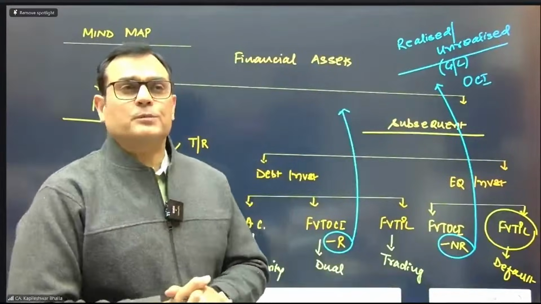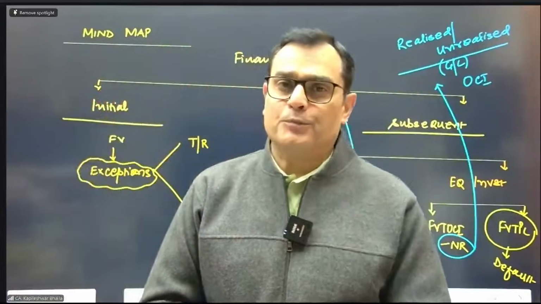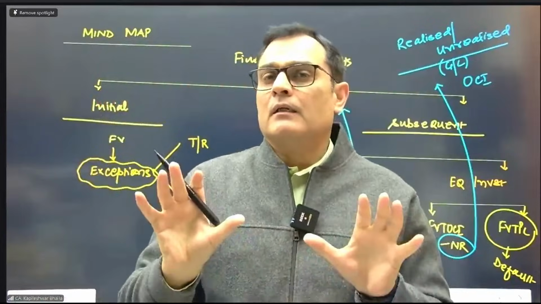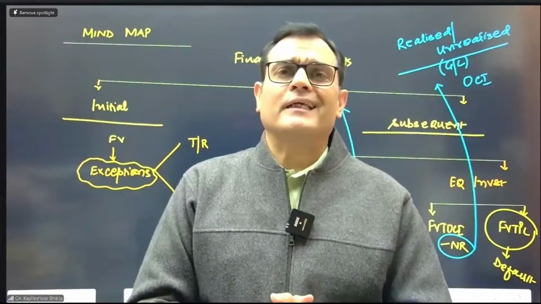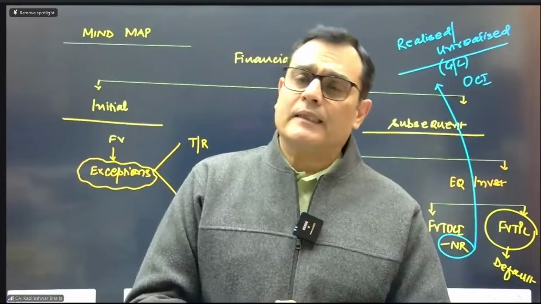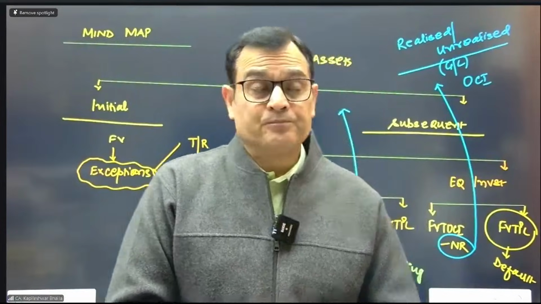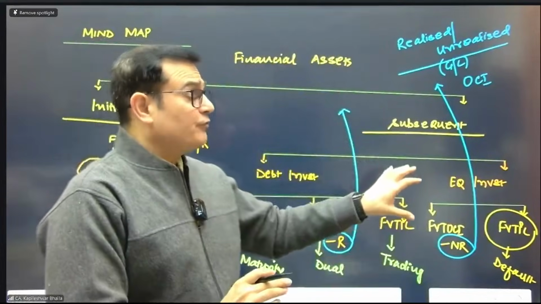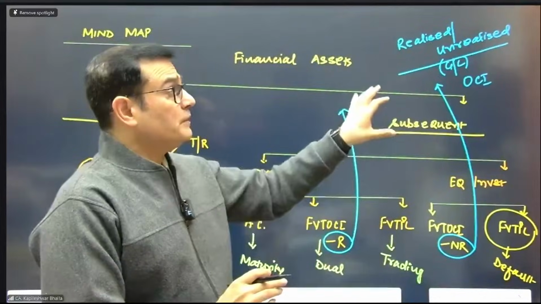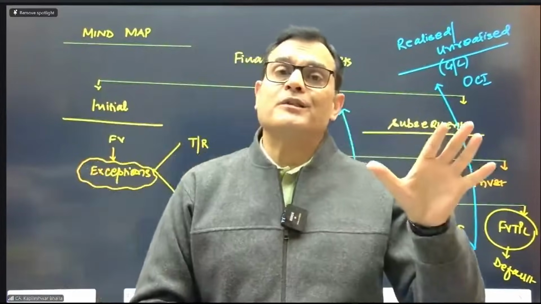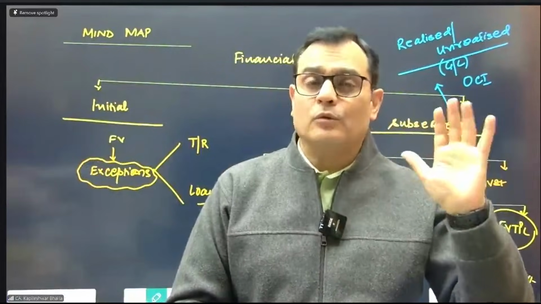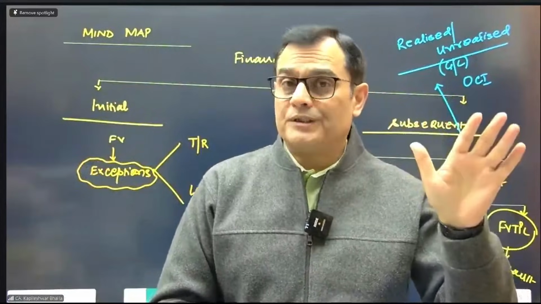So equity investment is one of the beautiful categories made by the standard setters. Nothing enters the P&L, except, of course, if there is any kind of, let's say, dividend income, that enters the profit and loss. But other than that, any fair value changes will go to the OCI. Gain, loss, I don't care. You sell the investments, realize gain, loss, I don't care. It all goes in OCI.